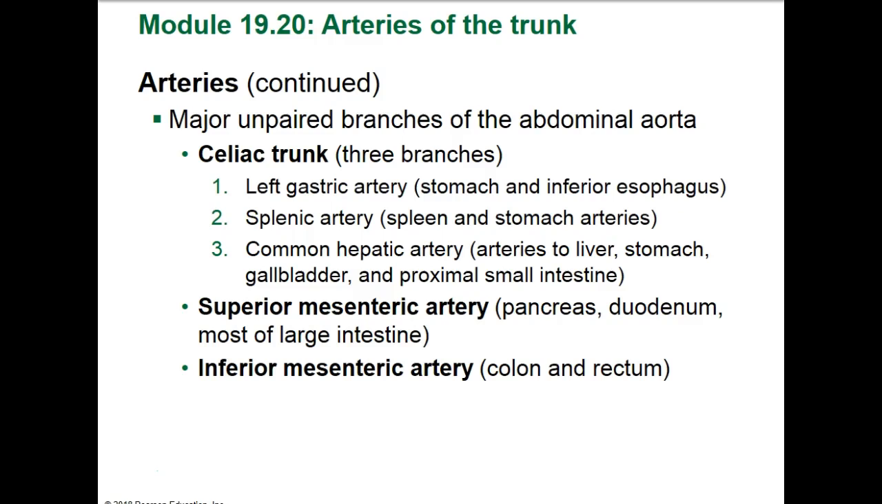The major unpaired branches of the abdominal aorta: the celiac trunk, and there are 3 branches. The left gastric artery, this is to the stomach and inferior esophagus. The splenic artery to the spleen and stomach. Common hepatic artery, this is arteries to the liver, stomach, gallbladder, proximal small intestine. The superior mesenteric artery for the pancreas, duodenum, and most of your large intestine. And the inferior mesenteric artery for the colon and the rectum.